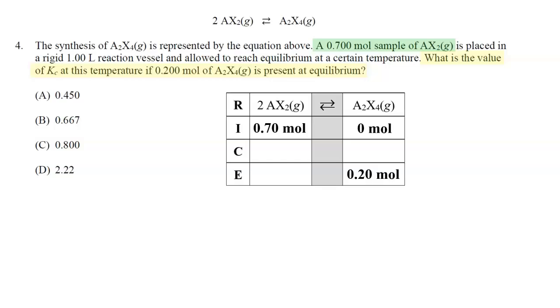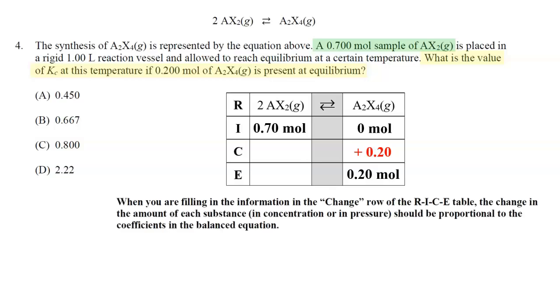So the change for A2X4 would be plus 0.2. We know that there is a 2-to-1 ratio, so we're paying attention to the coefficients in the chemical equation, and that means that the magnitude of change for AX2 should be twice as much as the magnitude of change for A2X4. So the AX2 is going to decrease by 0.4 moles as the reaction proceeds. And since 0.7 minus 0.4 is 0.3, we now have completed filling in everything in the RICE table.